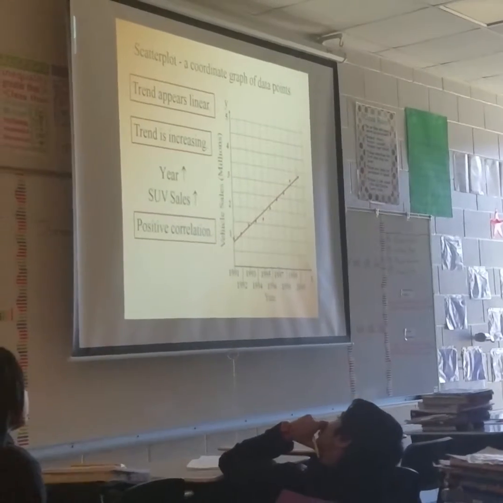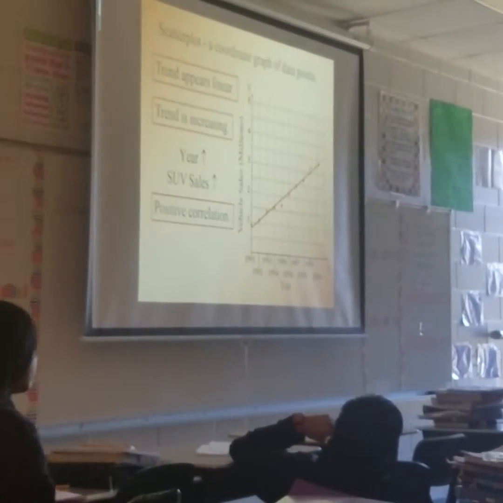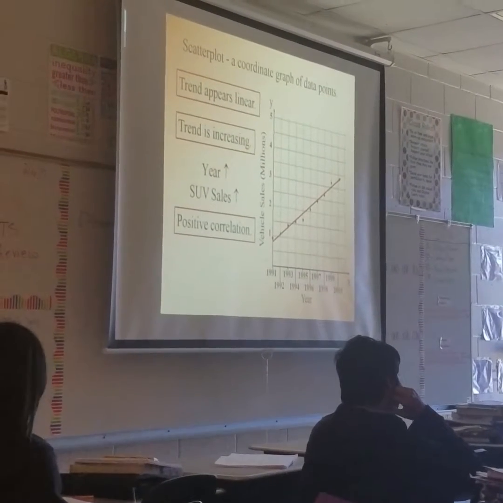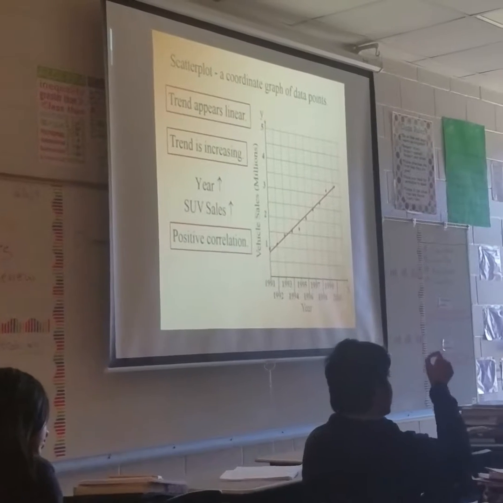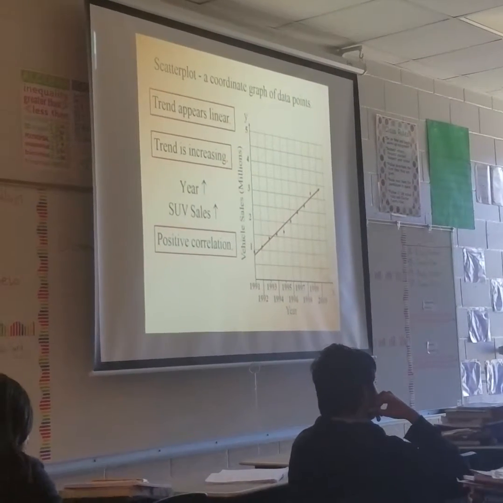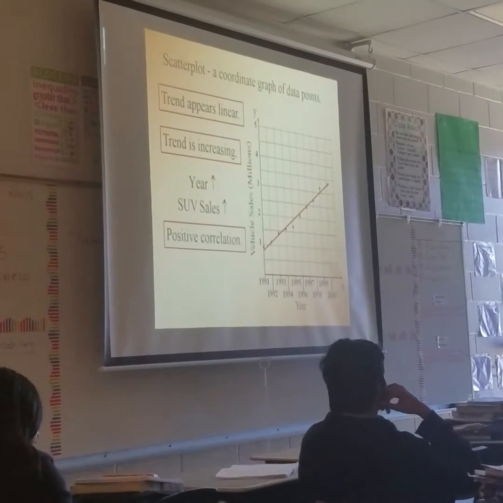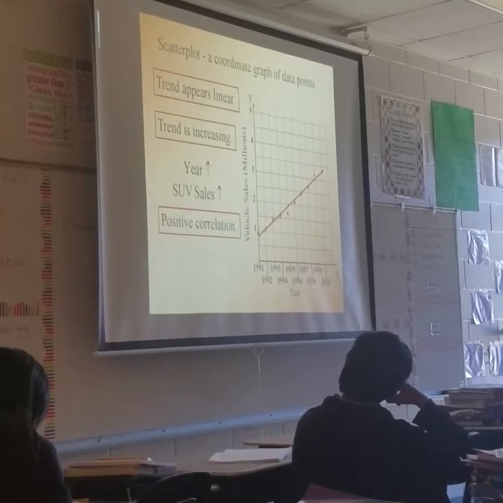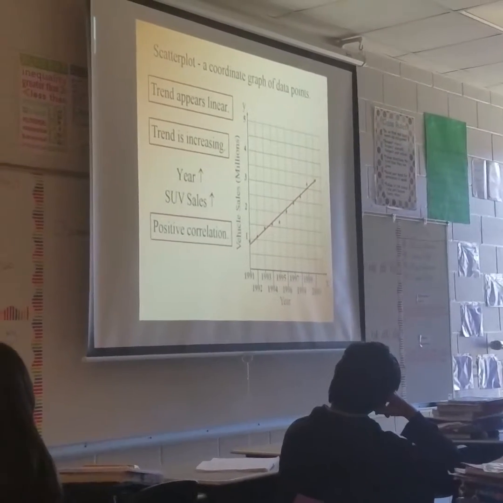So when it started going to drop down, it's negative. If it started off at the top and then went all the way down, that's negative. What if it went down, then it went up? There will be no correlation. Remember we talked about being all over the place? Okay, questions?